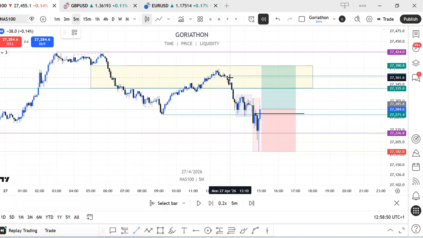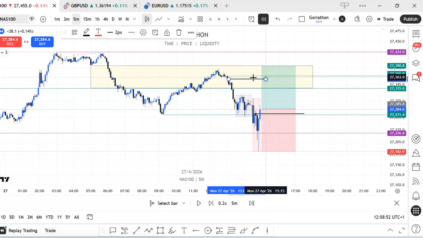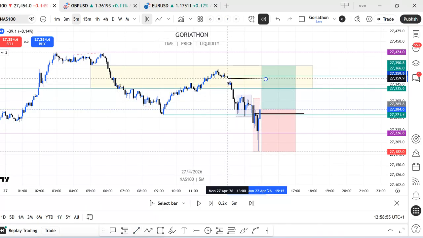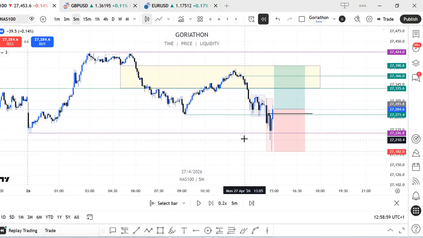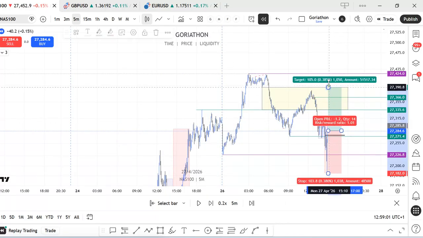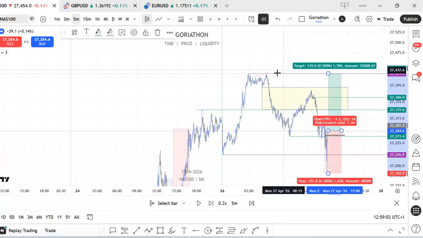And remember this green line which I marked, the 15-minute high. That's where you would ideally take partials or whatever it is. But yes, you can hold up to here all the way, because that's the all-time high.